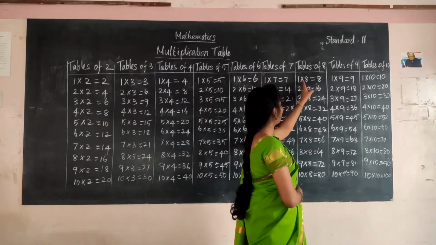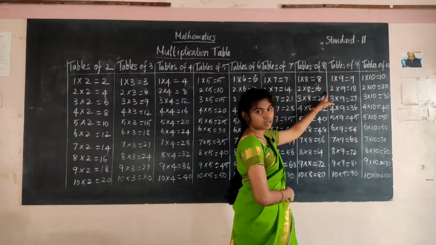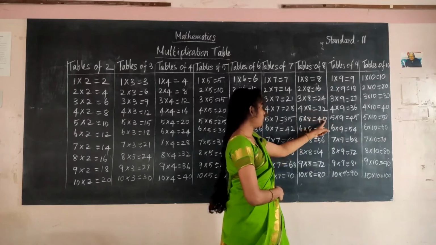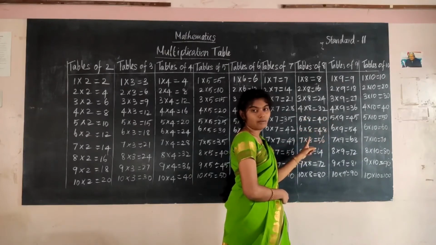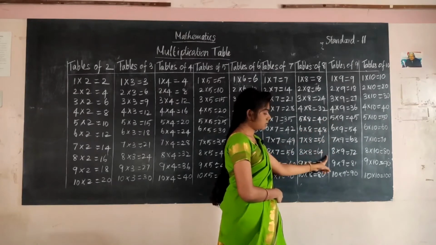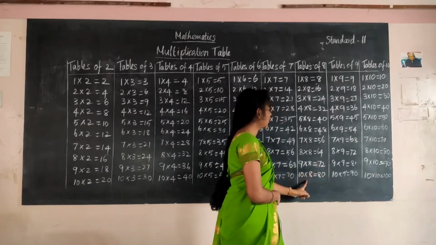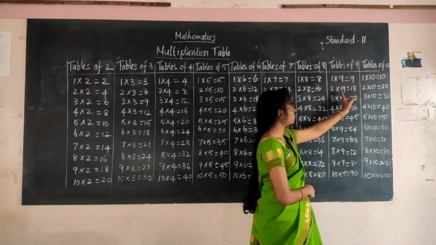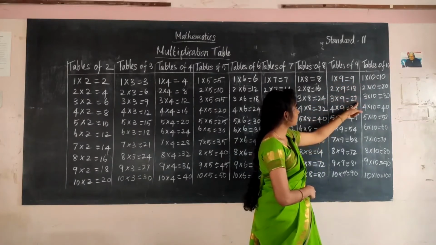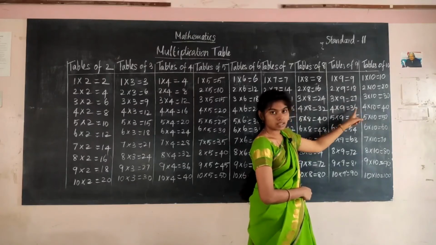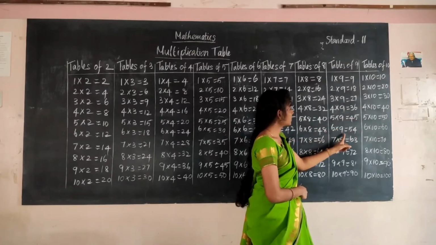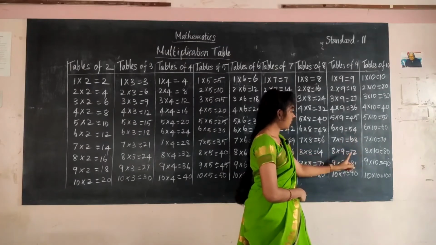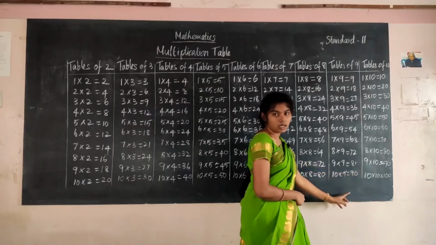And now the 8th table. 1 8 is 8, 2 8s are 16, 3 8s are 24, 4 8s are 32, 5 8s are 40, 6 8s are 48, 7 8s are 56, 8 8s are 64, 9 8s are 72, 10 8s are 80. And now the 9th table. 1 9 is 9, 2 9s are 18, 3 9s are 27, 4 9s are 36, 5 9s are 45, 6 9s are 54, 7 9s are 63, 8 9s are 72, 9 9s are 81, 10 9s are 90.